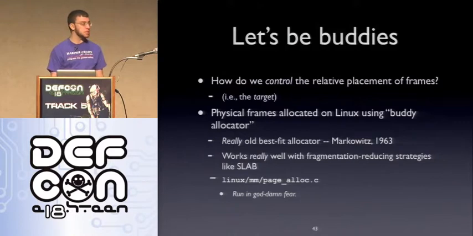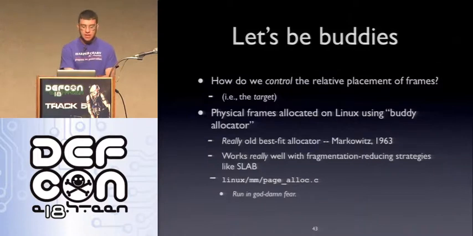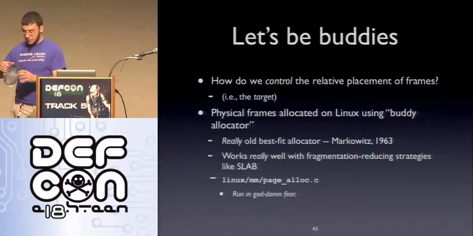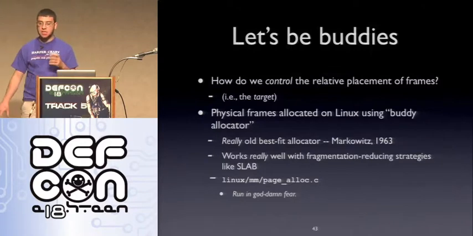And this is a really, really old algorithm. This is from 1963. According to Knuth, who was the one who wrote about it, Markowitz was the guy who wrote it down, and I think it was actually invented in the late 50s. So this is a really old algorithm, but it turns out that this goes really well with slab, because we're not having all of that fragmentation in memory of different sizes.